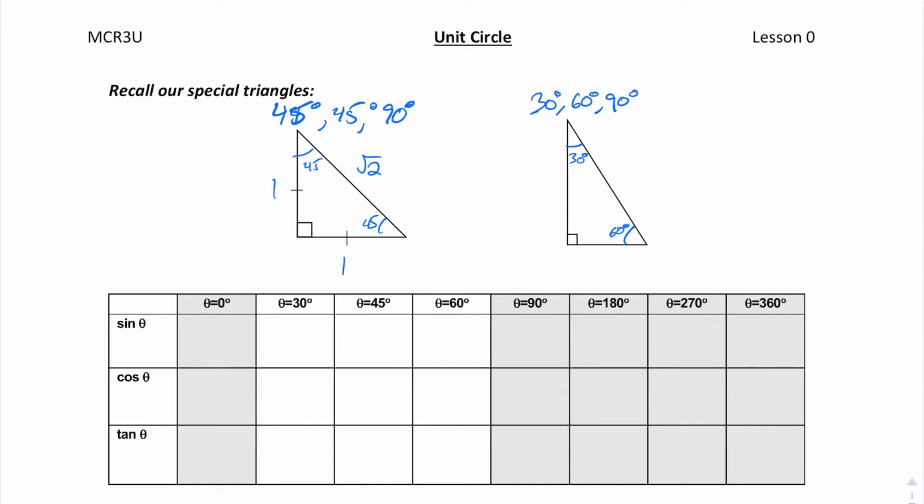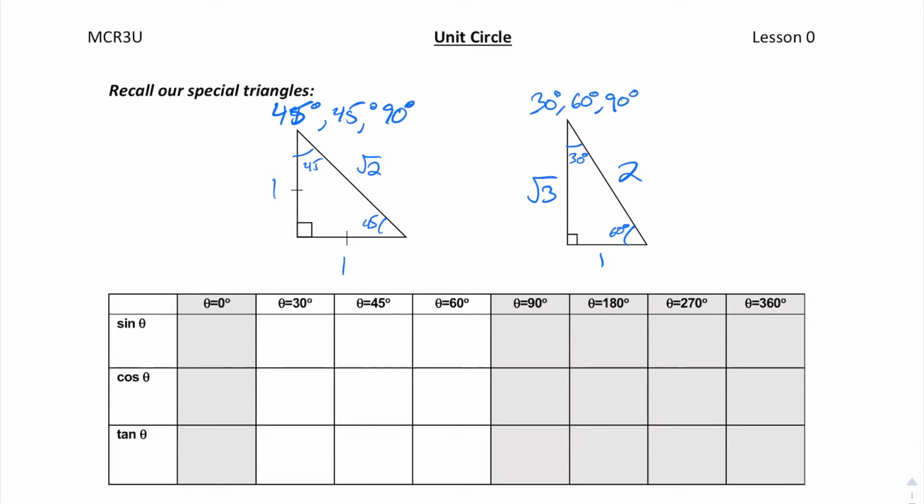And opposite the 30 is the shortest side, which is 1. And then opposite the 60, the next shortest side, which is root 3. And then the hypotenuse is 2. Okay, so we had filled in a table similar to this, except we had not dealt with the 0 degrees, 90, 180, 270, and so on.